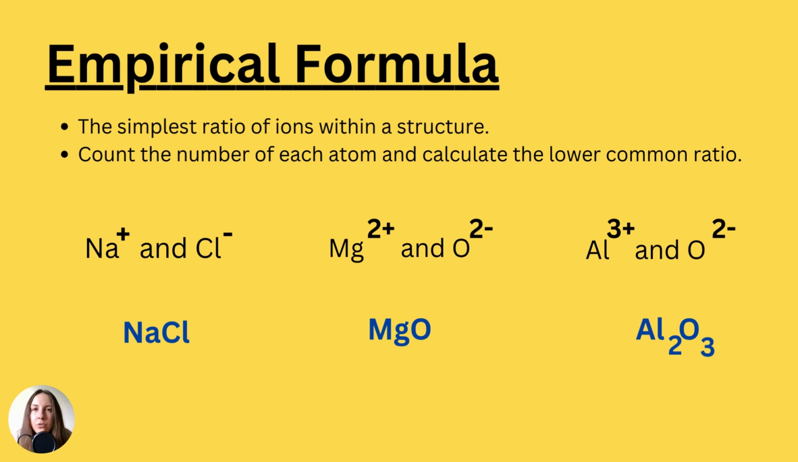However, in the case of other more complicated ionic compounds like aluminium oxide, you have aluminium, which is a 3 plus ion, and oxygen, which is a 2 minus ion. And this is where some students find this quite tricky. So for example, in this case, you would actually need 2 aluminiums and 3 oxygens. Now, how did we get there?